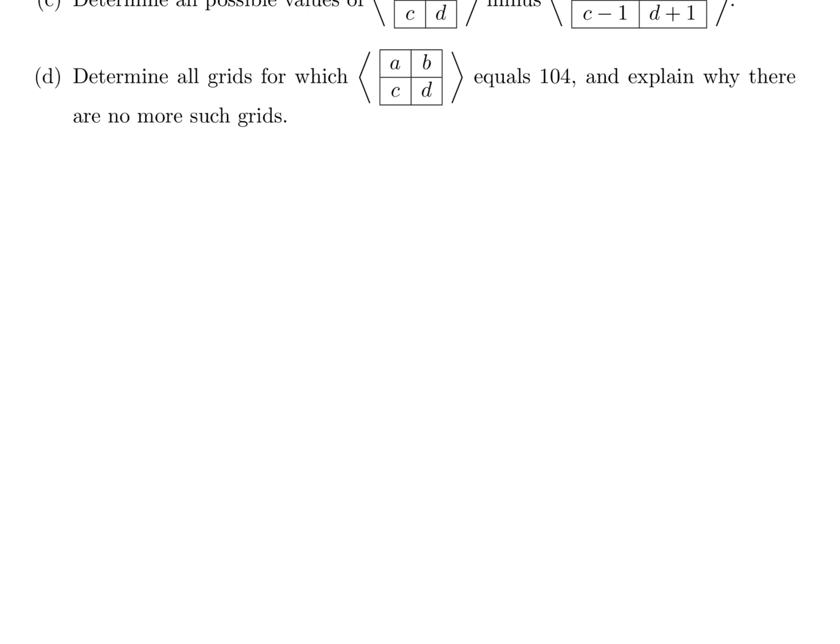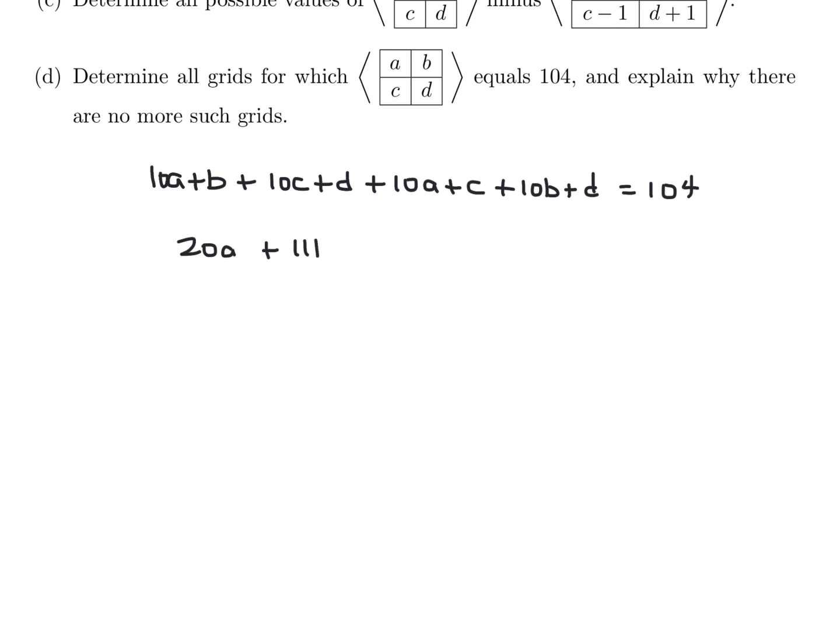Determine all grids for which ABCD bracket equals 104 and explain why there are no more such grids. Okay, so same story here. 10a plus b plus 10c plus d plus 10a plus c plus 10b plus d is 104. And then when we clean this up a bit, we get 20a plus 11b plus 11c plus 2d is 104.